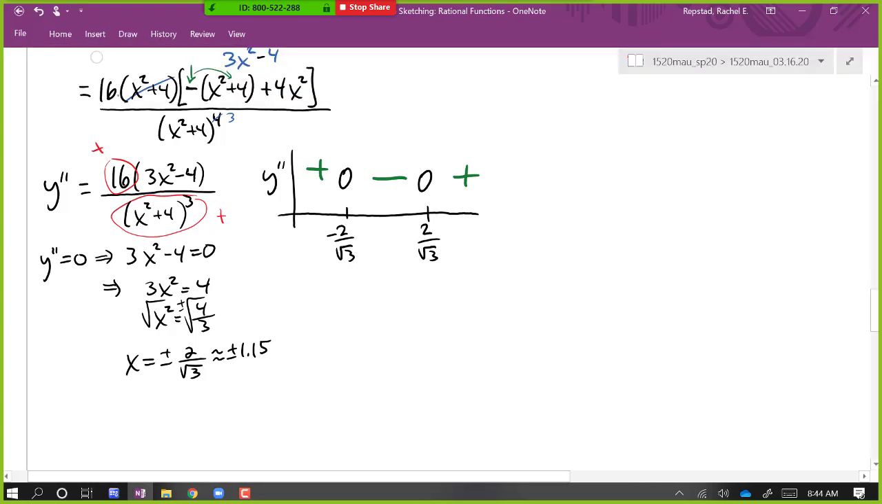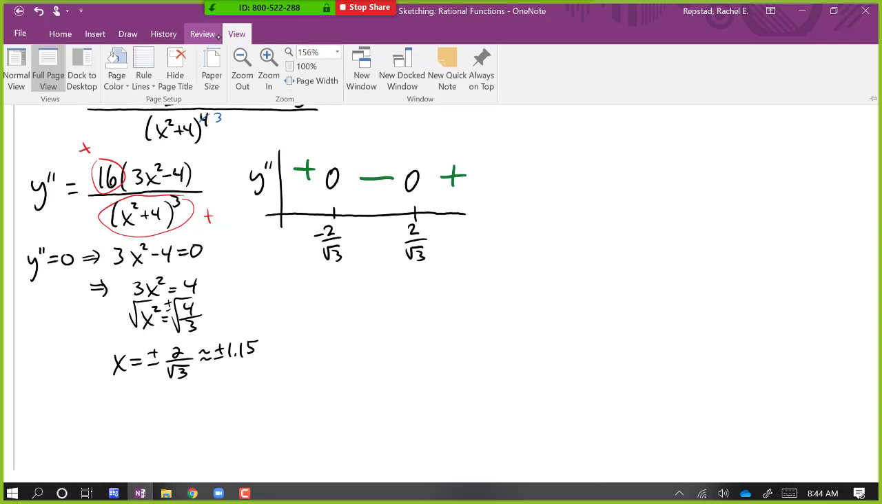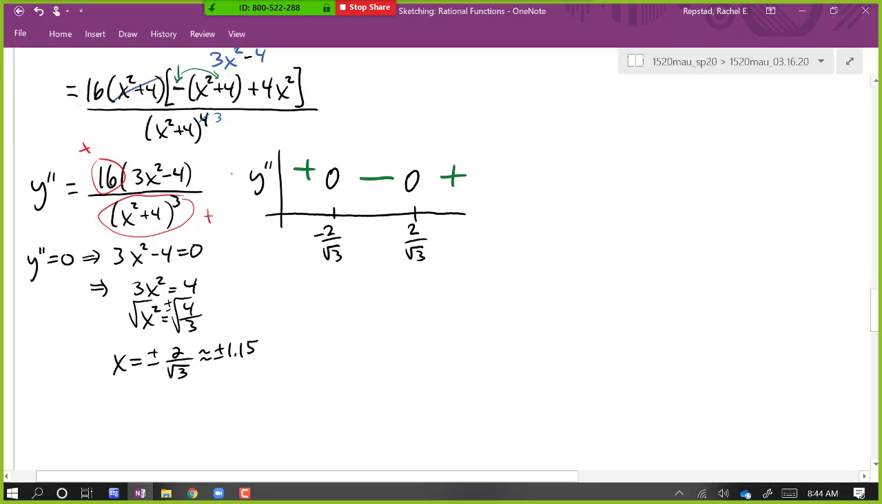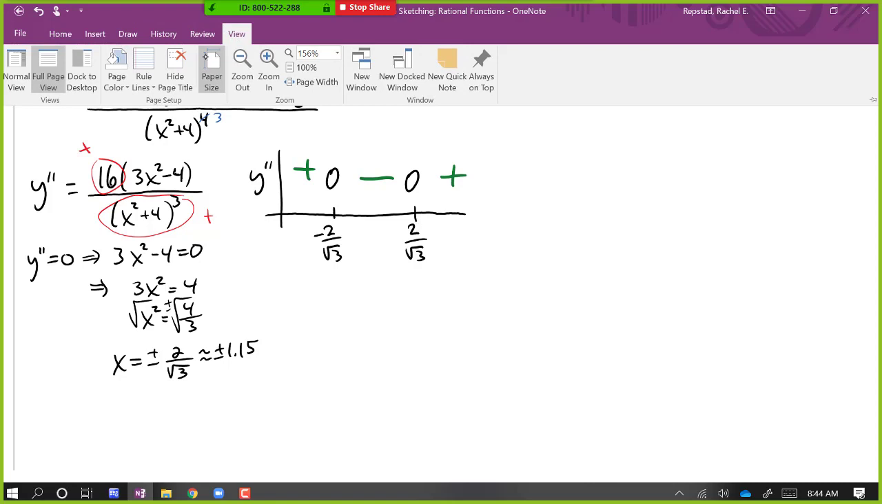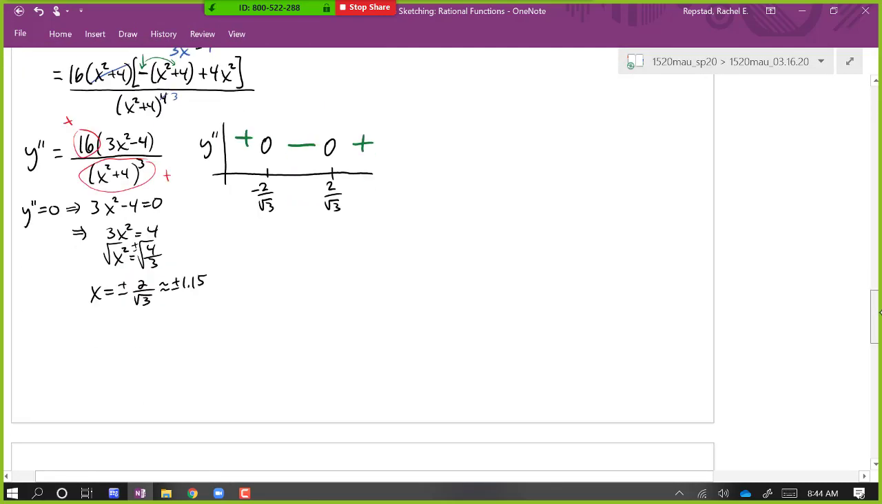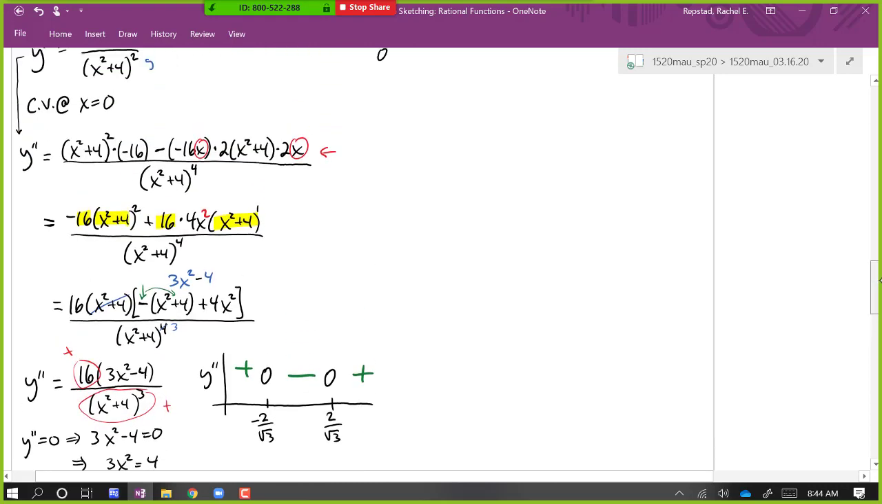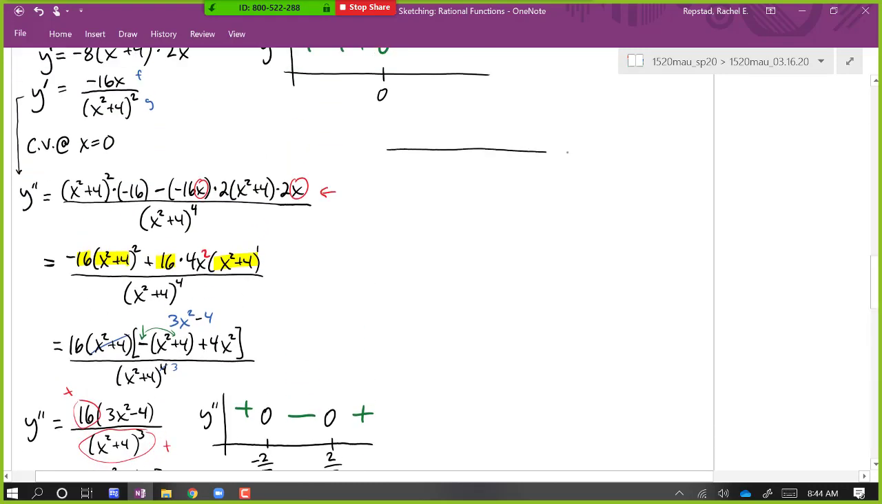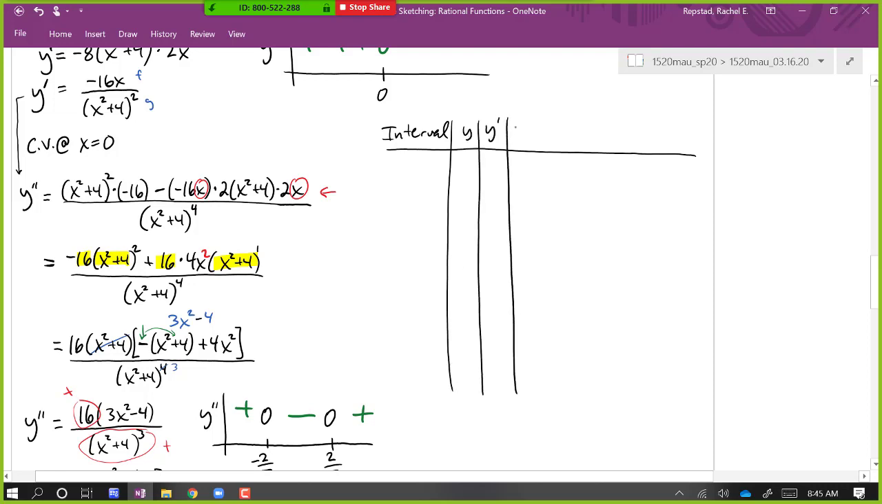I think what I want to do right now is summarize some of this information. We still haven't done the behavior as x becomes large, and we're going to do that in a bit. But I just want to get some of this information organized. Let's see. Okay. I think I got space right here. So this is where we have our interval, y prime, y double prime, conclusion.